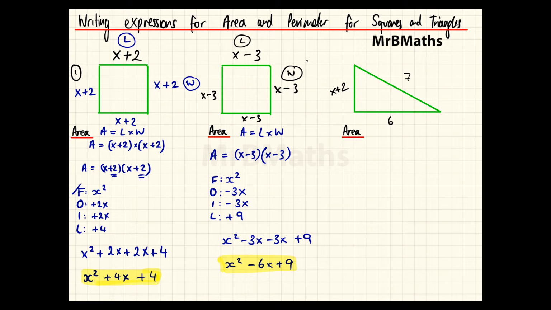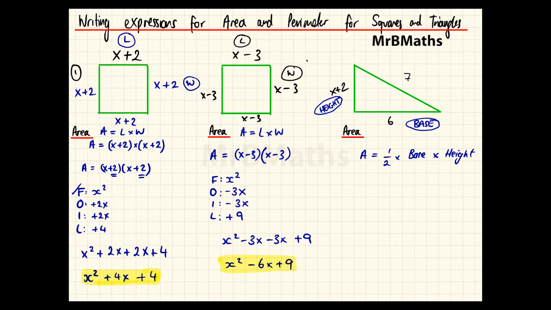Okay, now if we look at this triangle for area, we need to know the formula for area of a triangle. So the area is equal to half times the base times the height. Okay, and again we do the substitution. So this here is the base, and here is the height.